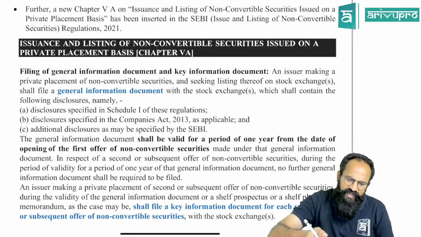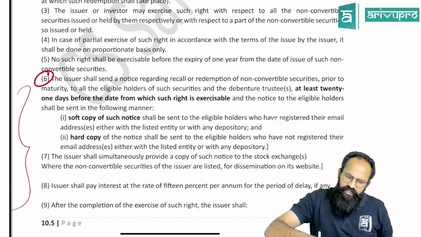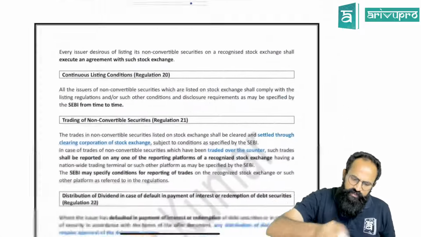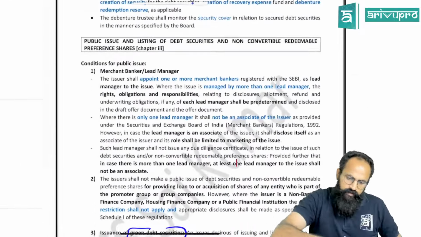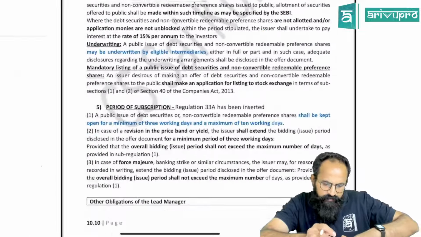Next one, sir. They have added one more thing, people. They have added a new chapter. Chapter means, people, nothing but a heading in your non-listing part. What is it? Convertible securities only. Now, what is that, sir?